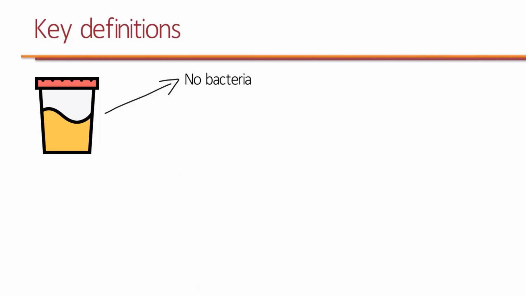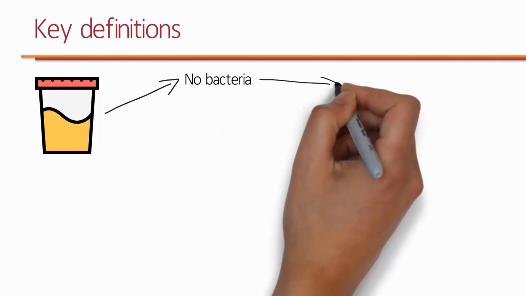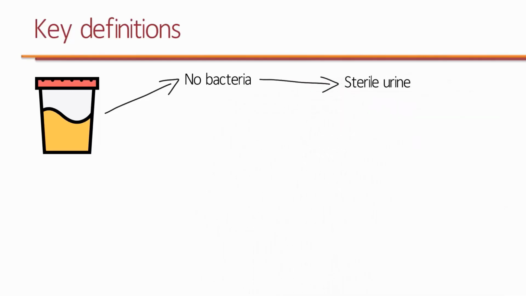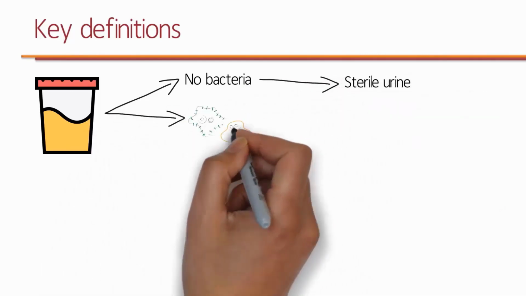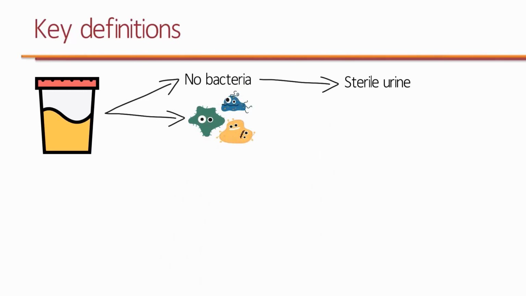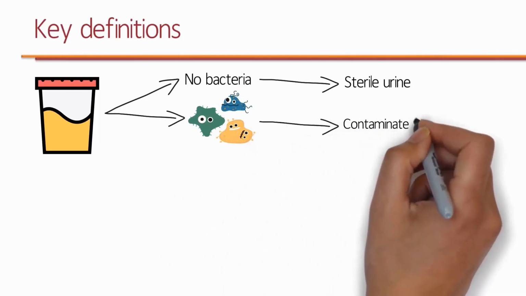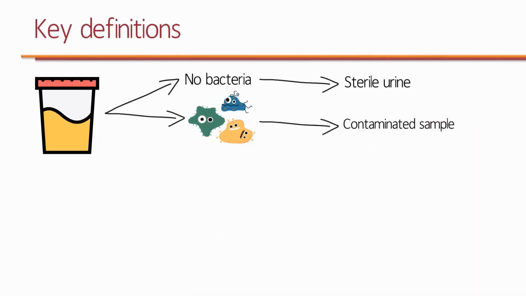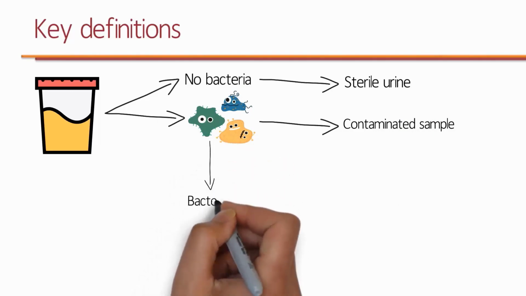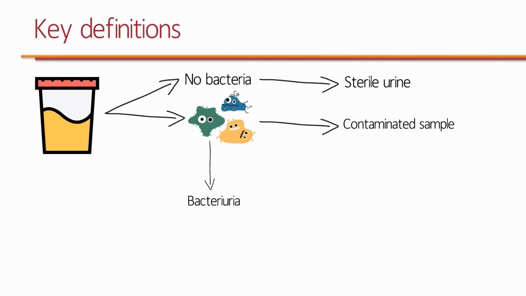The urine is supposed to be sterile, especially in men, and we call this sterile urine. Now, if you find bacteria in the urine sample, this could be due to contamination of the sample. This could be from the skin of the patient or from the environment. Once you rule out contamination, if there are bacteria in the urine, we call this bacteriuria. This means the presence of bacteria in the urine.